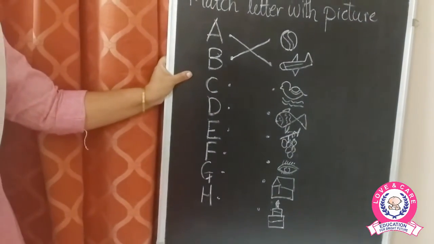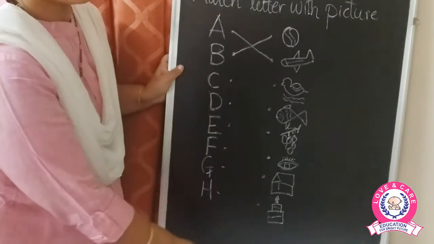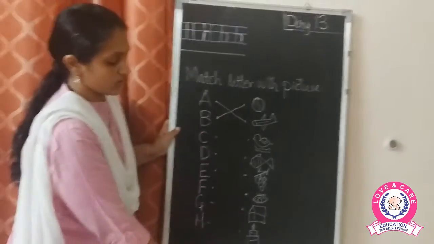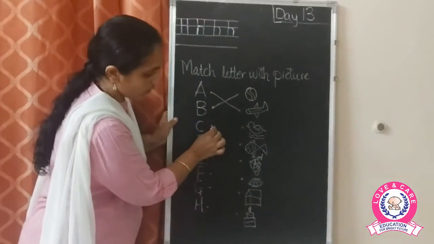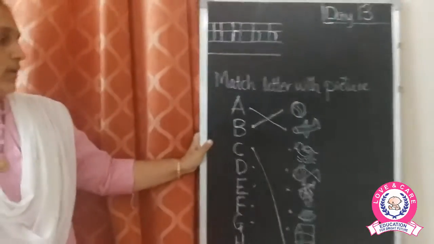Now is C. C for what will be the picture? You just need to find. So you should know the name of this picture. So this is a cake. So C for cake. So I'm just going right down.